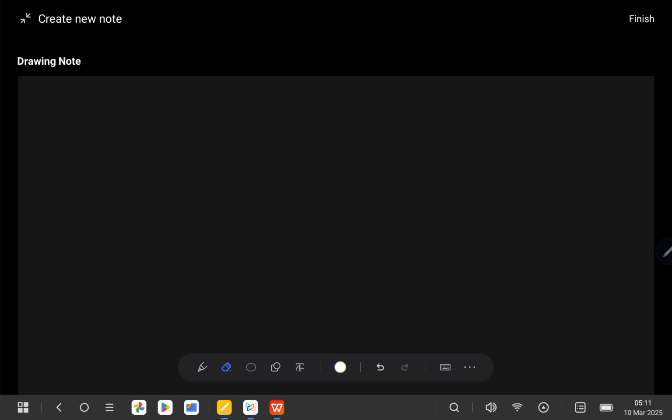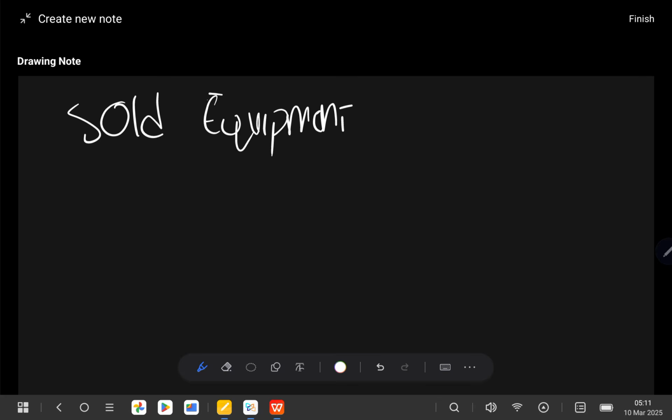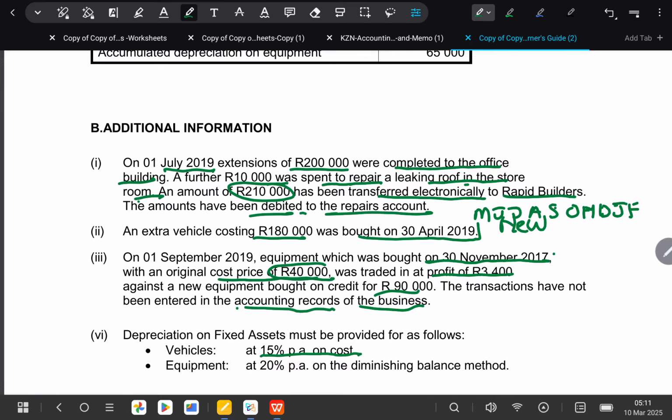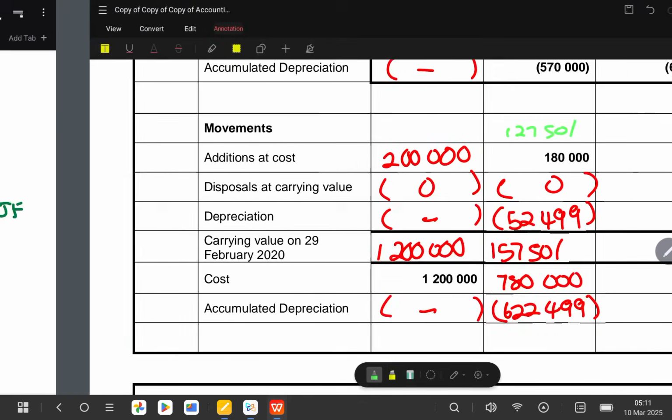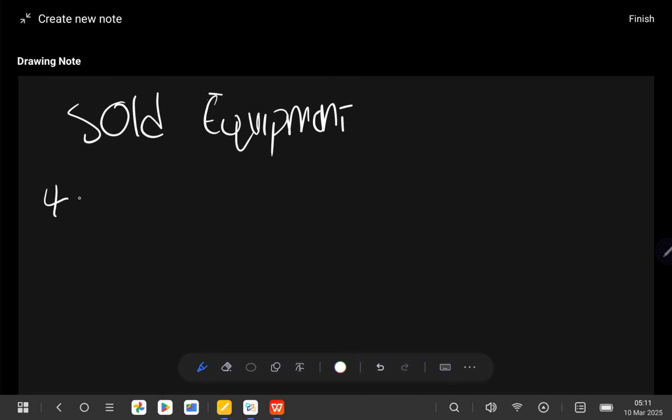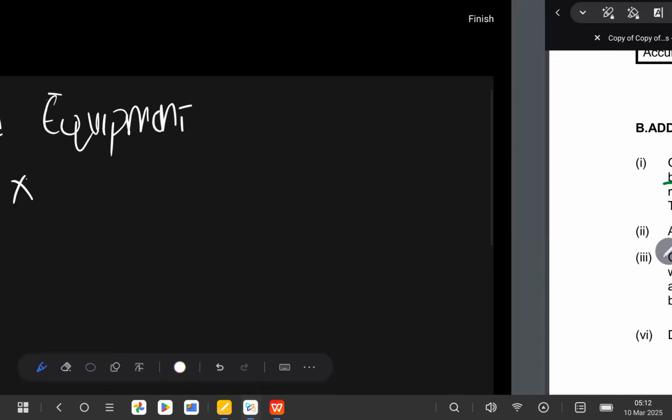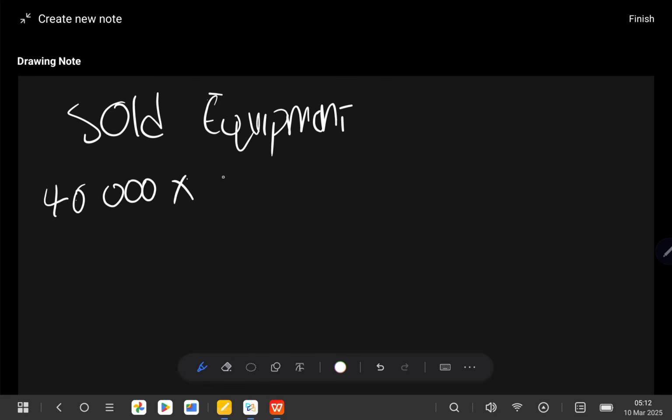Remember, we need to trace it, so I'm going to do the calculation here for the previous years. Okay, so we are going to look at that old equipment, that sold equipment. They said the original cost price was 40,000. So that information we will need to show. So the original cost price was 40,000, and then remember here, they depreciate using the diminishing balance method at 20%. So say multiply by 20%.